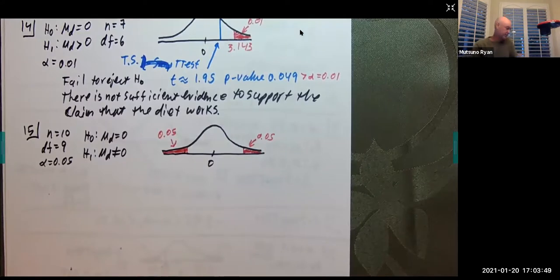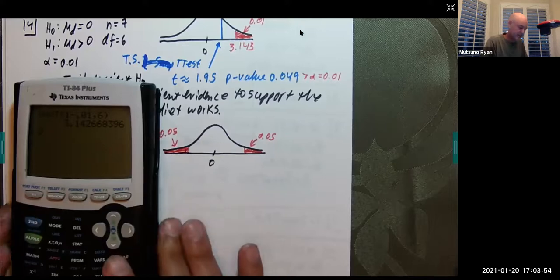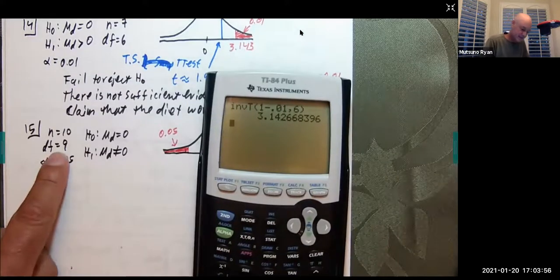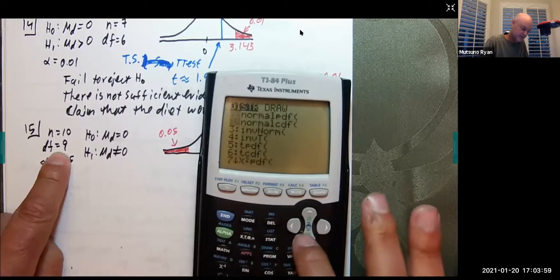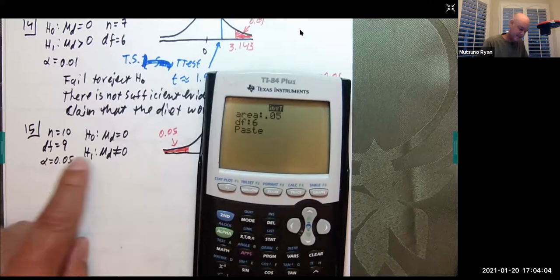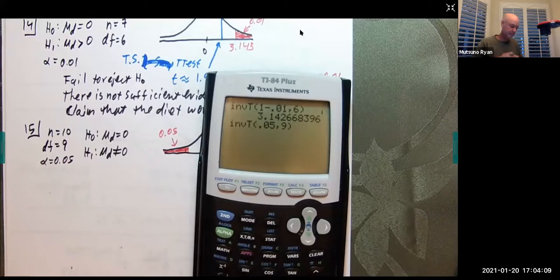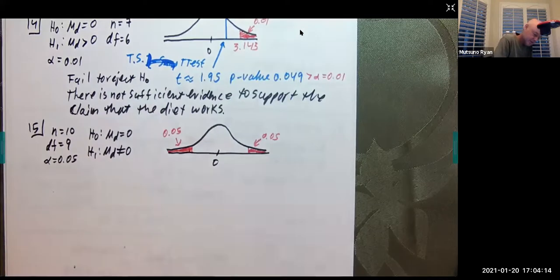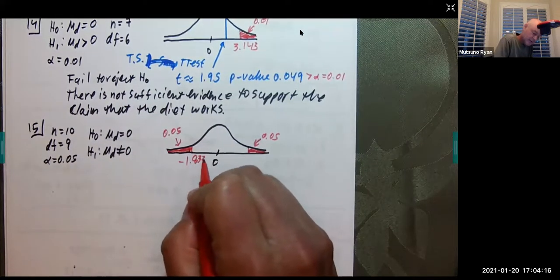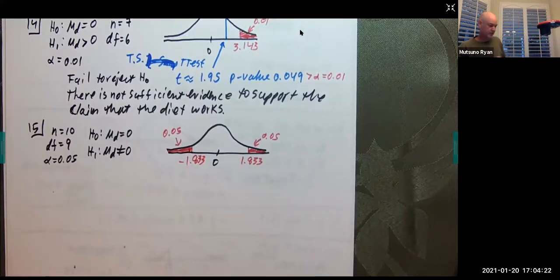And let's get some critical values here. Inverse t, and to be clear, degrees of freedom is 9 in this case. So 0.05, degrees of freedom is 9. Negative 1.833. And this is going to be 1.833. So there are our critical values.